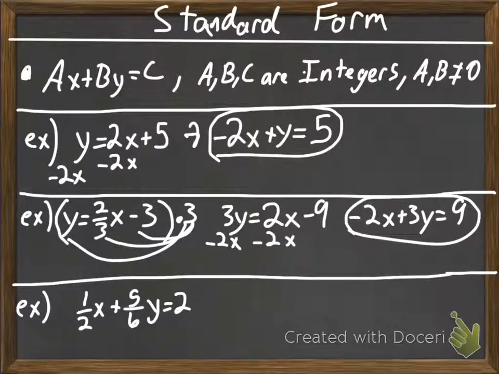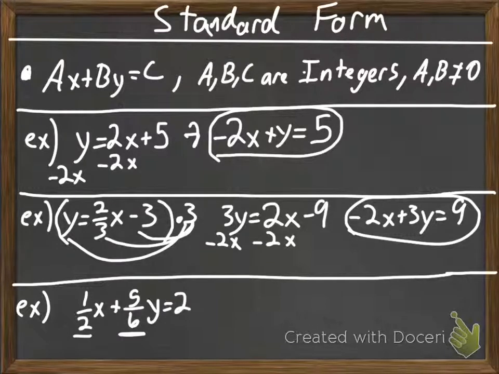Now on to our last example. Our last example, we have 1/2 x plus 5/6y equals 2. Now as you can see, the x and the y, very fortunately, are already on the same side. We just have to deal with these fractions. And we have 2 fractions now, and unfortunately their denominators are different. But we want to get rid of both of them in one move.